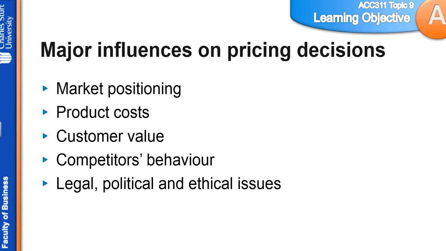The major influences on pricing decisions include the market positioning, whether the organisation wants to have a high quality, high cost product or a high volume, low cost product, what the product costs are, whether it is a high cost product and therefore it needs to be a high price product, what value the customer sees in the product. If the customer values it as high quality, then we can have a high price. If the customer doesn't value the quality so highly, then the price may need to be low.